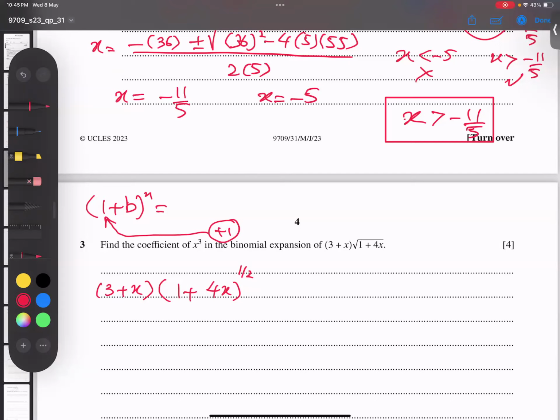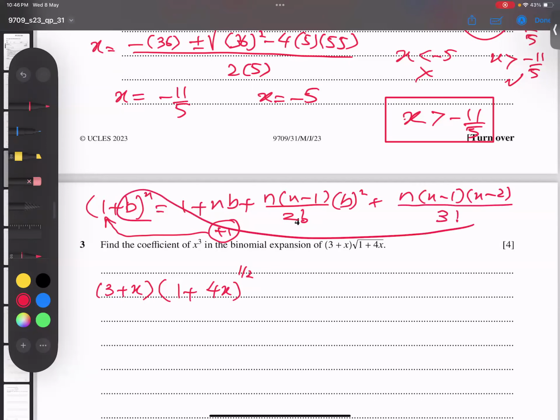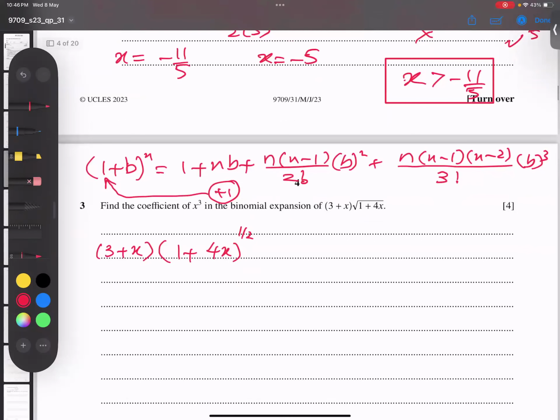So let's see how we can do it. The formula is 1 plus nb, that is n multiplied by b, I got nb. How to expand? He said till x power cube. Next, n into (n minus 1) divided by 2 factorial into the square of the second term, I mean b to power 2. Next term is n into (n minus 1) into (n minus 2) divided by 3 factorial times the cube of that. So I think it is very clear how we are going to do it now.